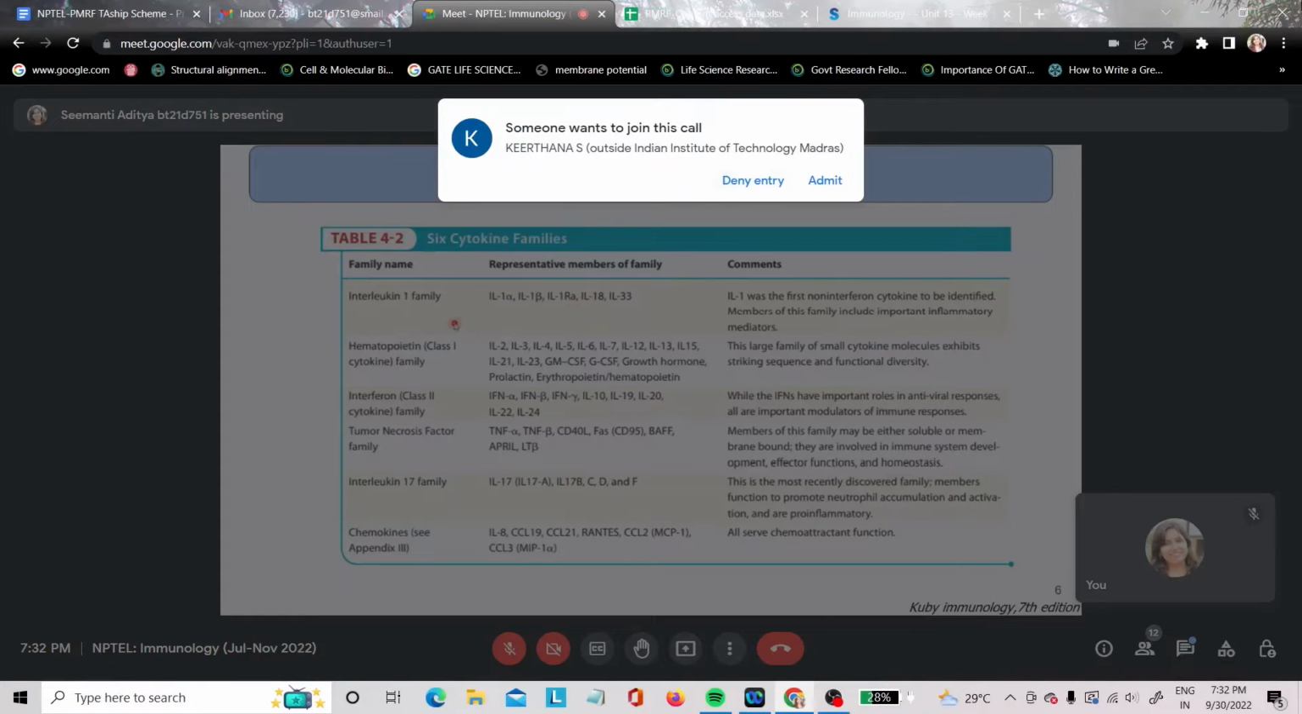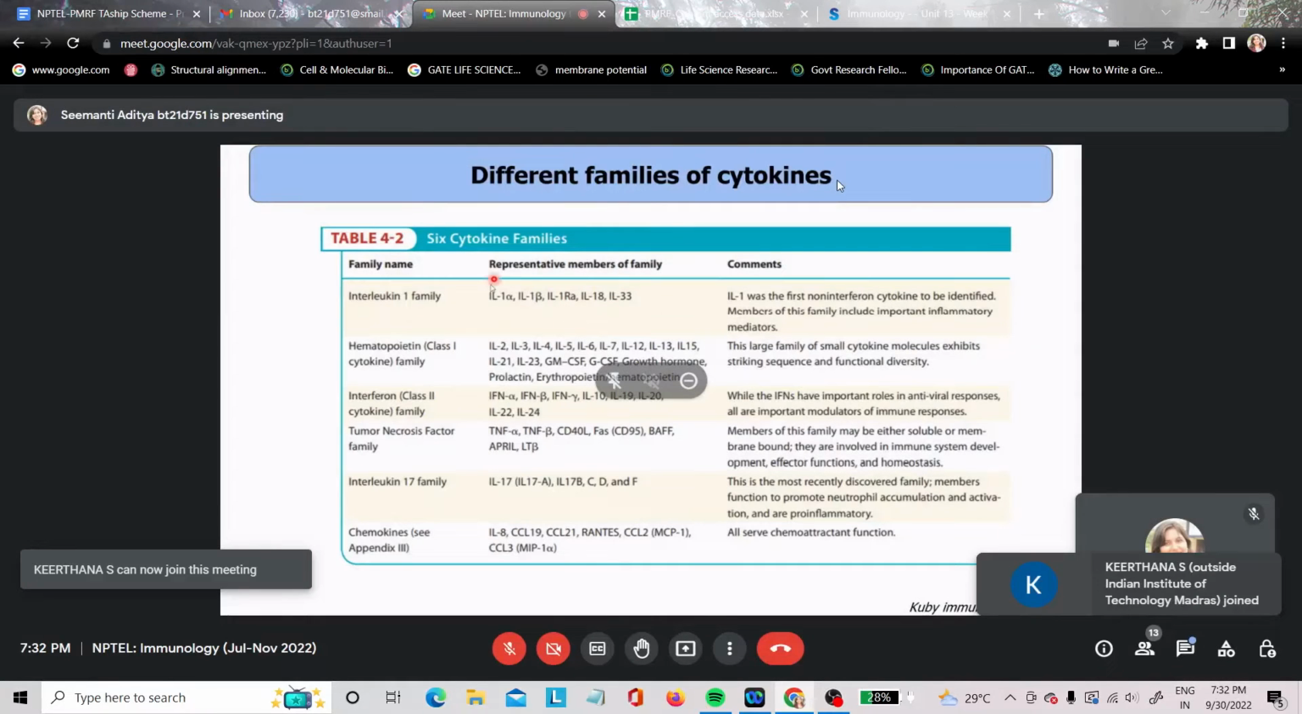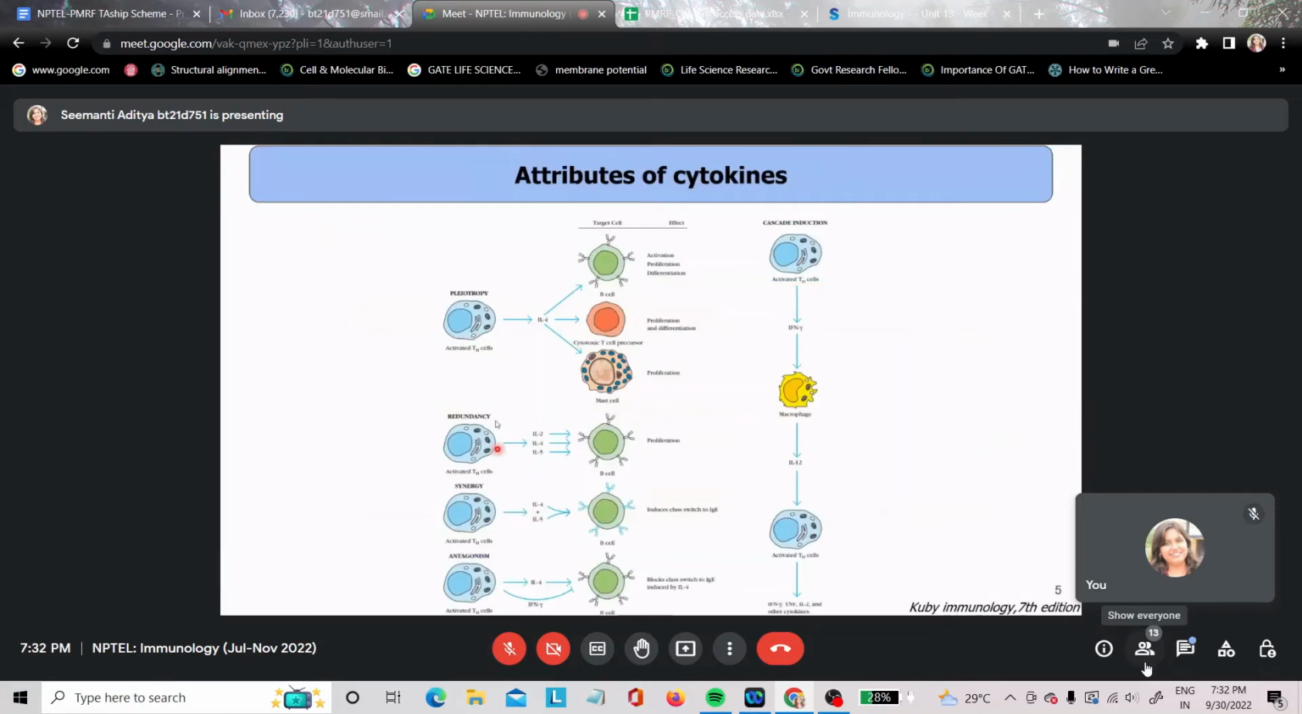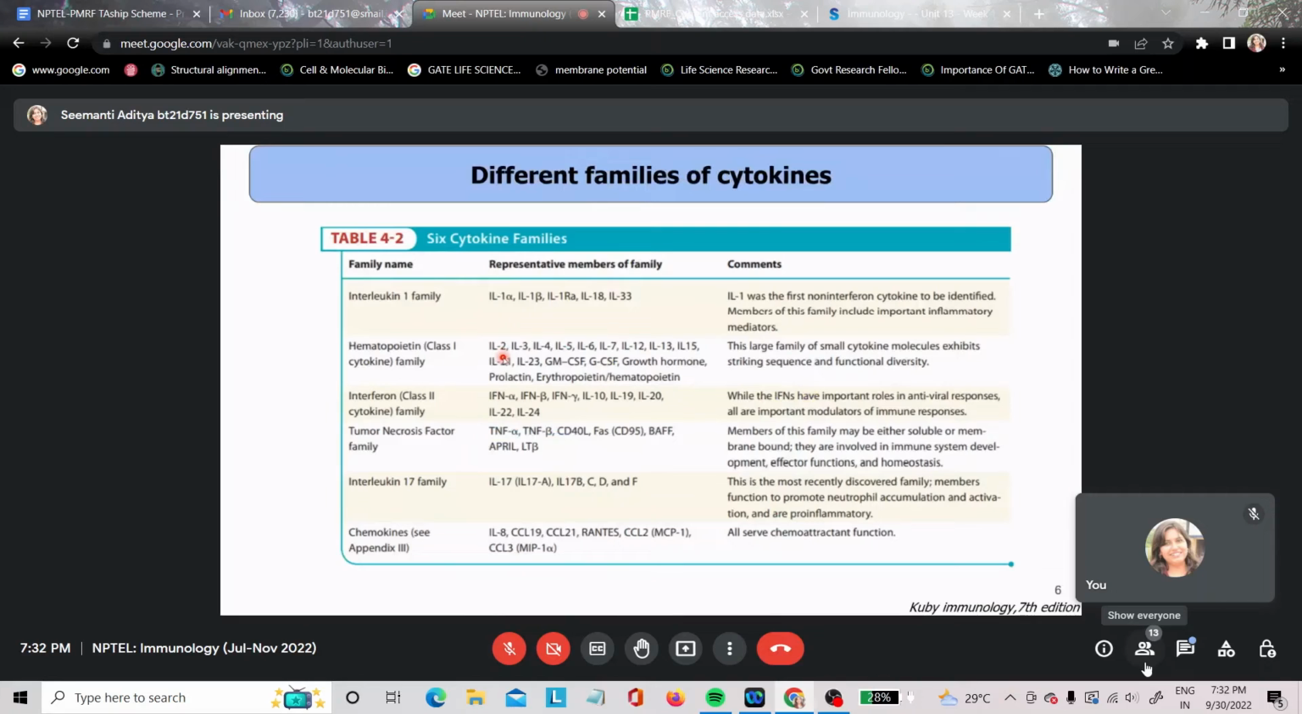I'll just read out. Interleukin 1 comprises these sorts of interleukins. You don't need to remember all of the names. You just need to know what kind of classes perform what kind of function, and certain important interleukins which are performing pleiotropy and redundancy. So certain examples like that are enough.